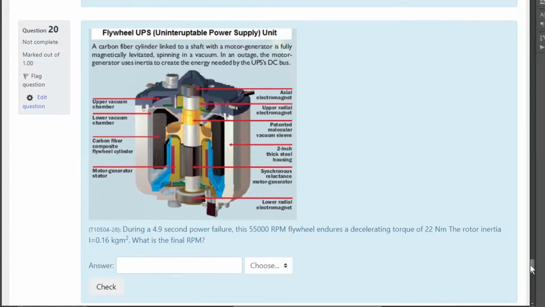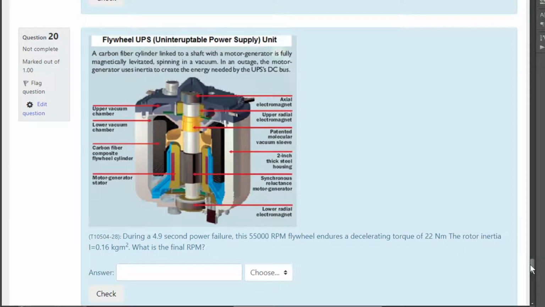Now the very last question is a flywheel, and it's speeding up. This is the same as the one we saw before, where it's generating electricity for 4.9 seconds and it's decelerating. What's the final RPM? This is once again a double barrel one, only it's around the other way. We go T equals I alpha first, and then find the linear motion to get our final angular velocity.